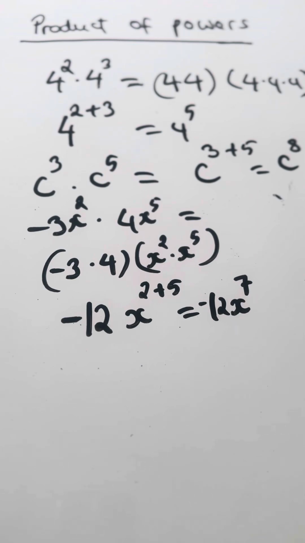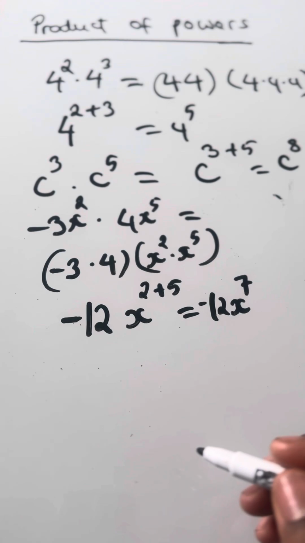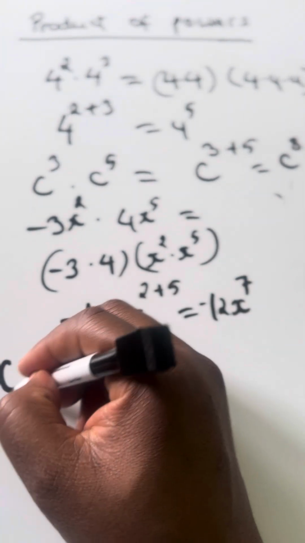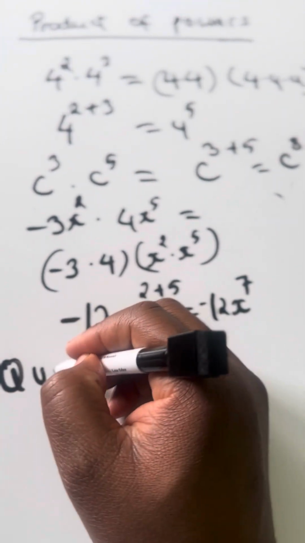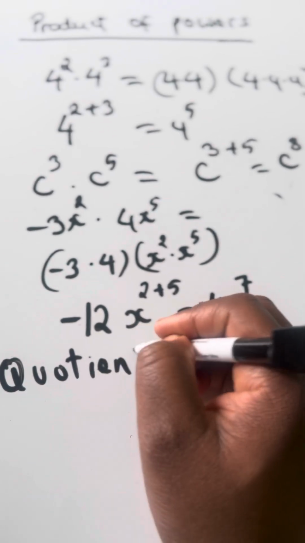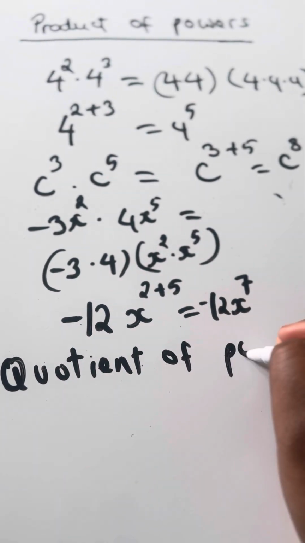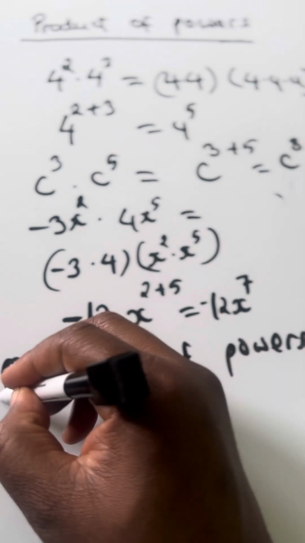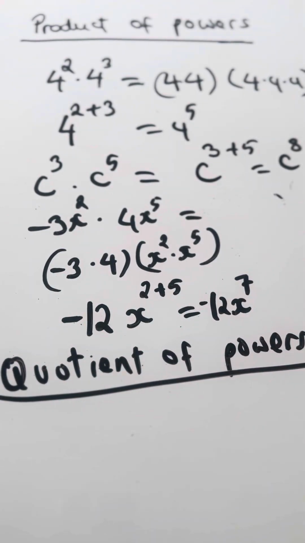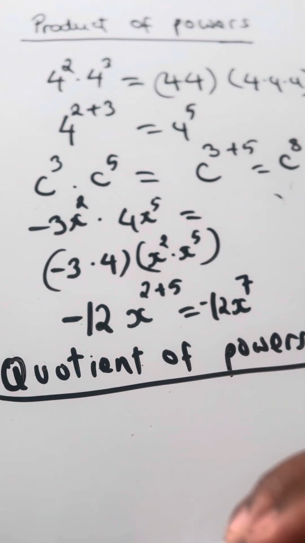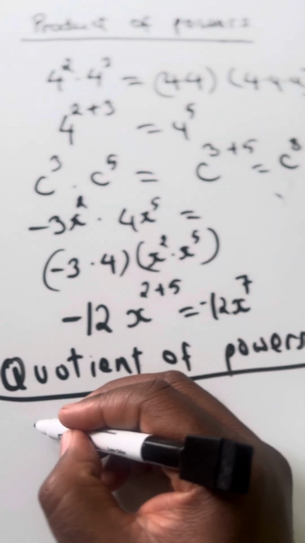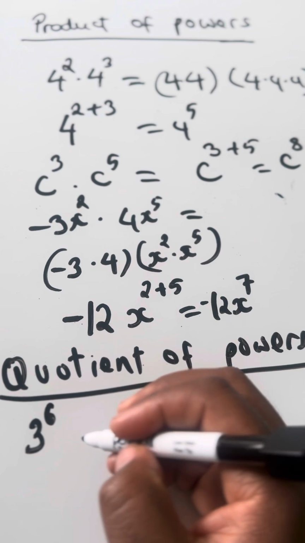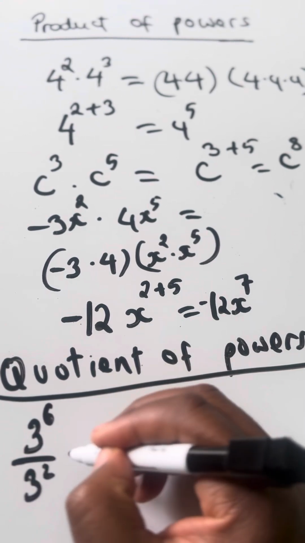The other thing we can do also with powers is what we call quotient of powers. Now, with quotient of powers, what we can do is, if we're dividing exponential terms, for example, 3 to the power 6 over 3 to the power 2.